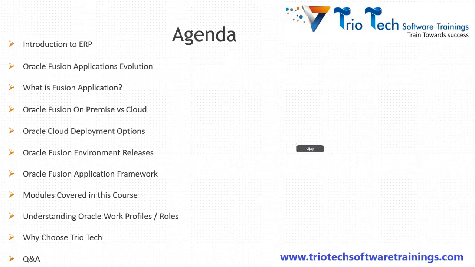Introduction to ERP, where I'll be giving you a walkthrough on what an ERP is. Oracle Fusion applications evolution, the life cycle from the time it started with the ERP applications until now, how the path has been for the Oracle Fusion applications. Then what exactly are Fusion applications? The difference between different deployment methods. Similarly, the version releases that Oracle has come up with for the Fusion environment, and the application framework, the entire application framework of Oracle Fusion applications.